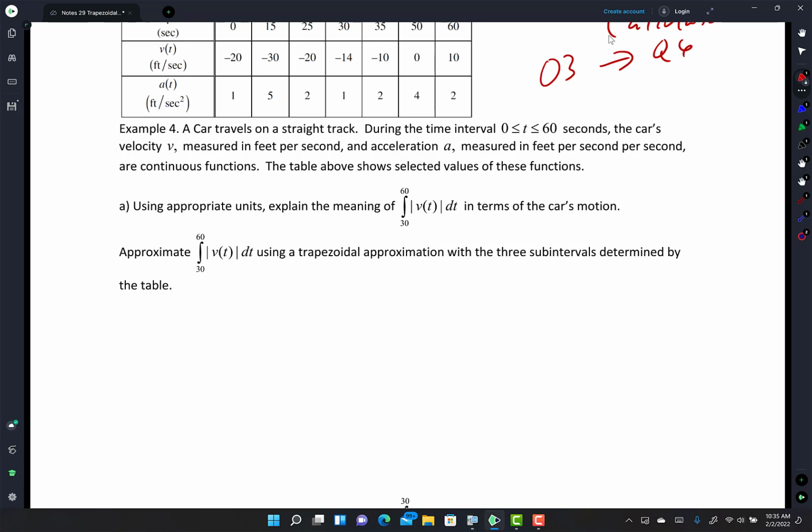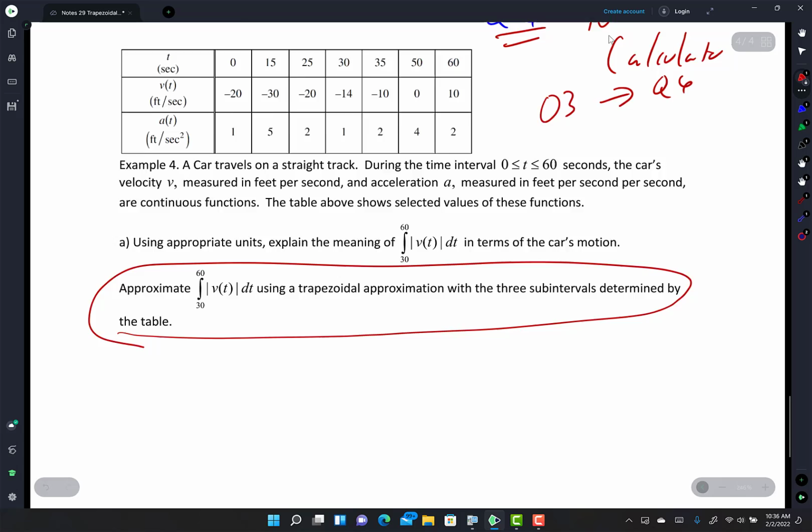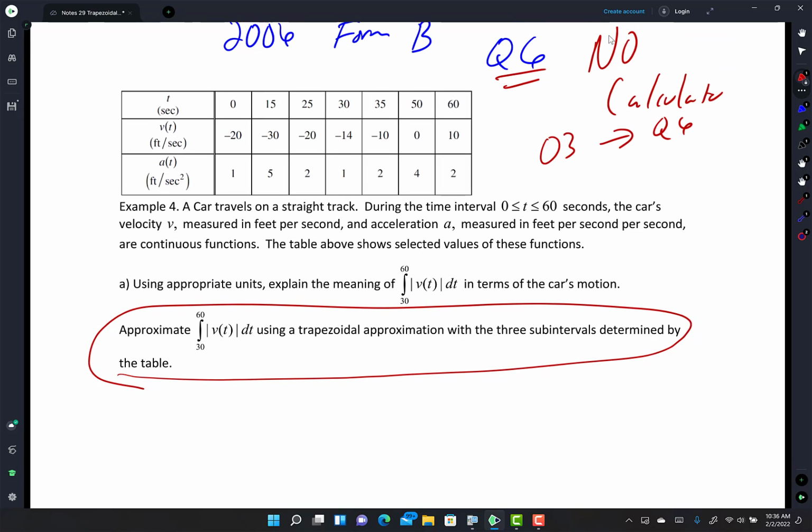Before we explain anything, let's keep reading. Approximate the integral using a trapezoidal approximation with 3 subintervals determined by the table. I think we can do one of these two for sure. I think we can probably also figure out what it means, but for sure we can calculate that. Didn't we just learn how to do trapezoids? It says absolute value, so that means turn all these into positives: 20, 30, 20, 14, 10, 0, 10.